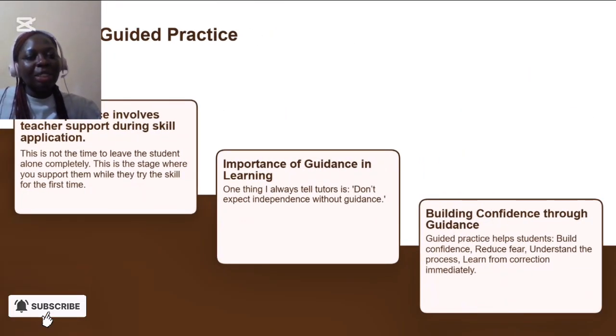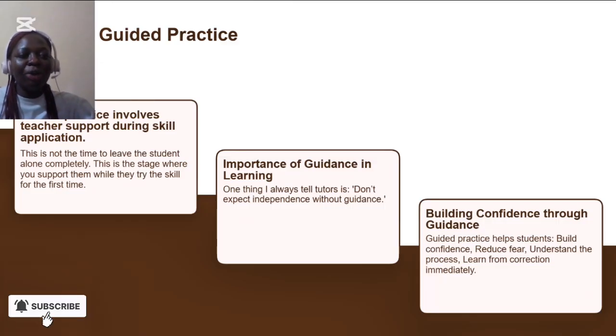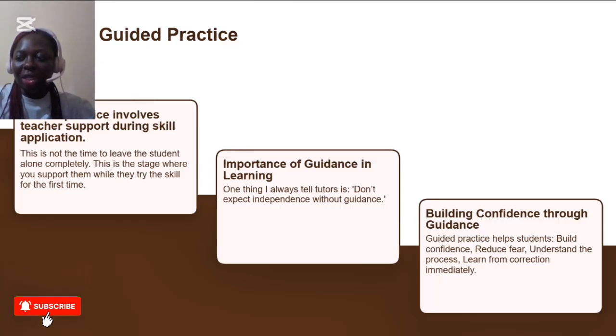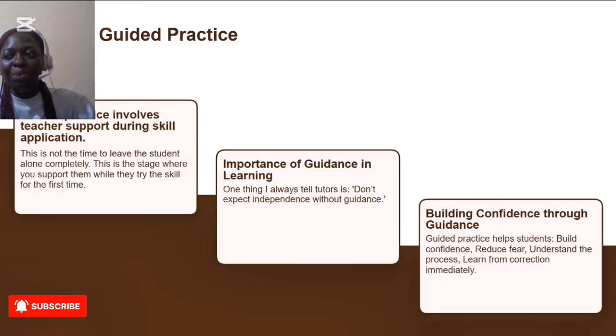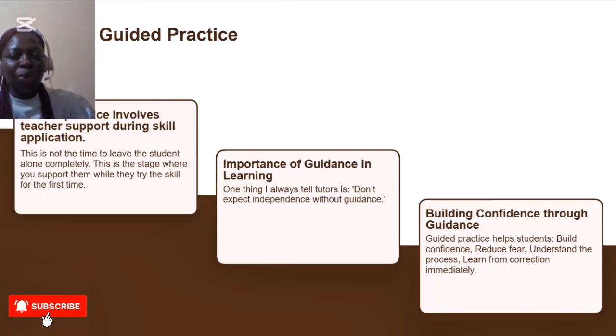Guided practice is the kind of practice that is done alongside or together with the student. As the student is working, you're working. That is where you do guided practice together. So guided practice is usually done with the tutor. The tutor guides the child with the tasks.